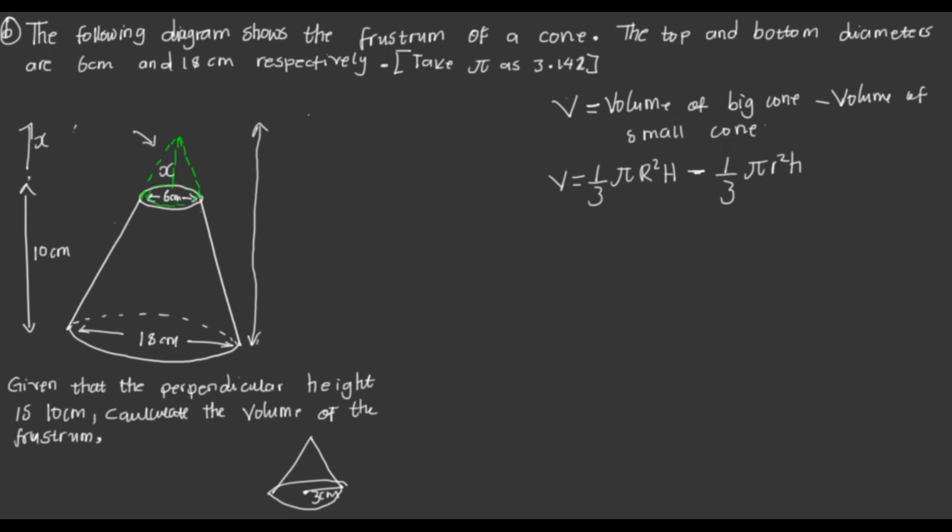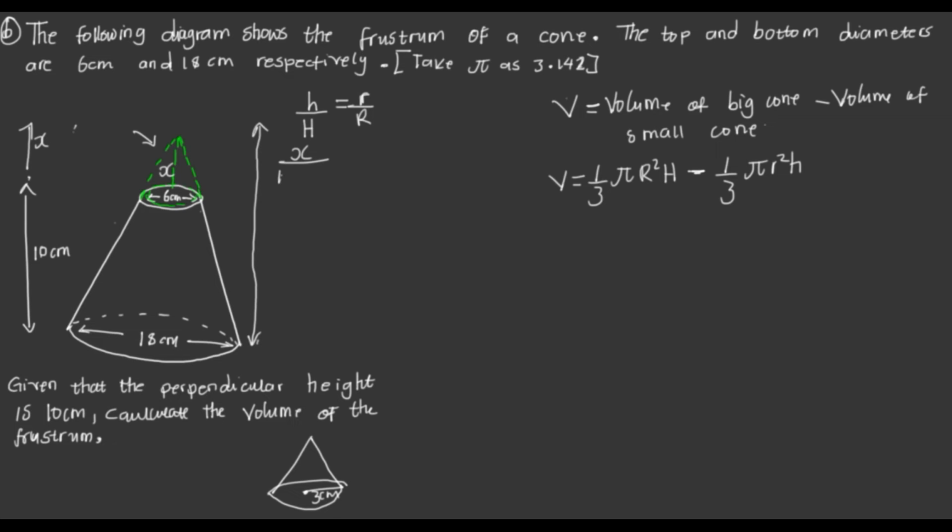So what we are going to do is we'll say height of the small cone divided by height of the bigger cone is equal to, we can say, radius of the small cone divided by radius of the big cone. So height of the small cone is x, we don't have, over height of the big cone is 10 centimeters plus the x.